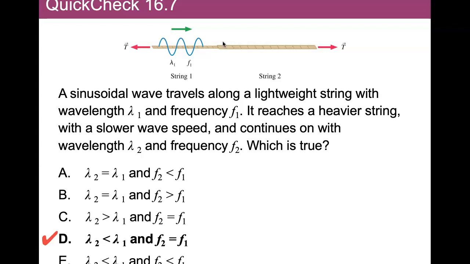So that's something that we'll discuss later in the next chapter. But before getting into the details of what gets transmitted and what gets reflected as it's incident on this interface, we can make these qualitative assertions about what happens to the frequency. It doesn't change, and what happens to the wavelength. Let's go into the other medium.